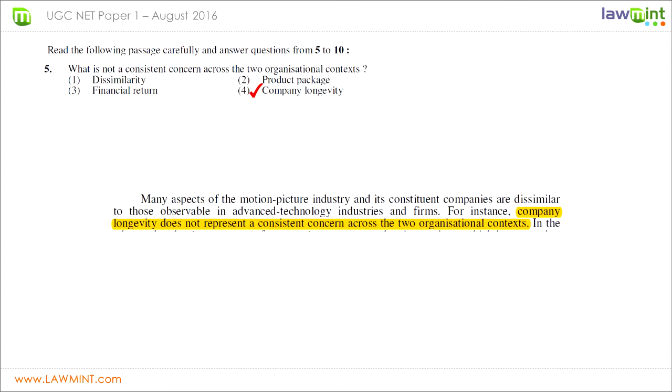Questions 5 to 10 are based on a passage that is given in the question paper, and question 5 asks us, what is not a consistent concern across the two organizational contexts? Now, if we look at the initial part of the passage itself, there is a particular sentence which says that company longevity does not represent a consistent concern across the two organizational contexts. So there is a direct answer to this question, which is company longevity, which is option 4.